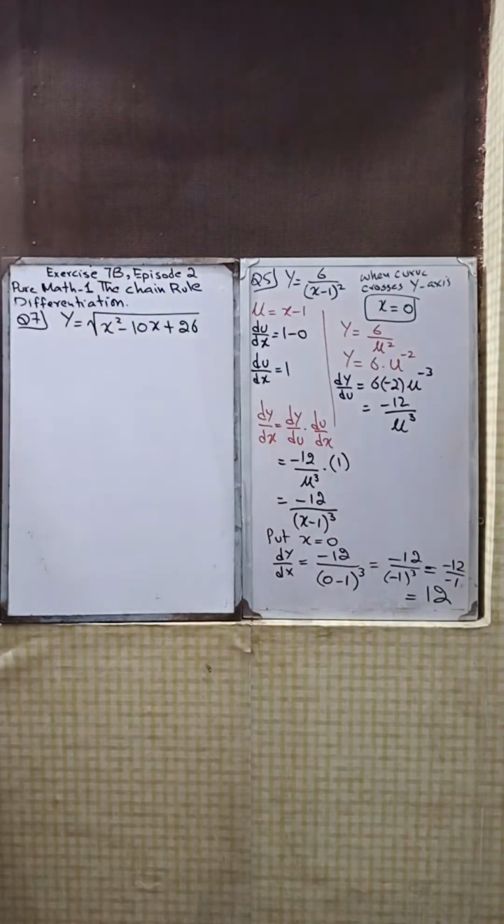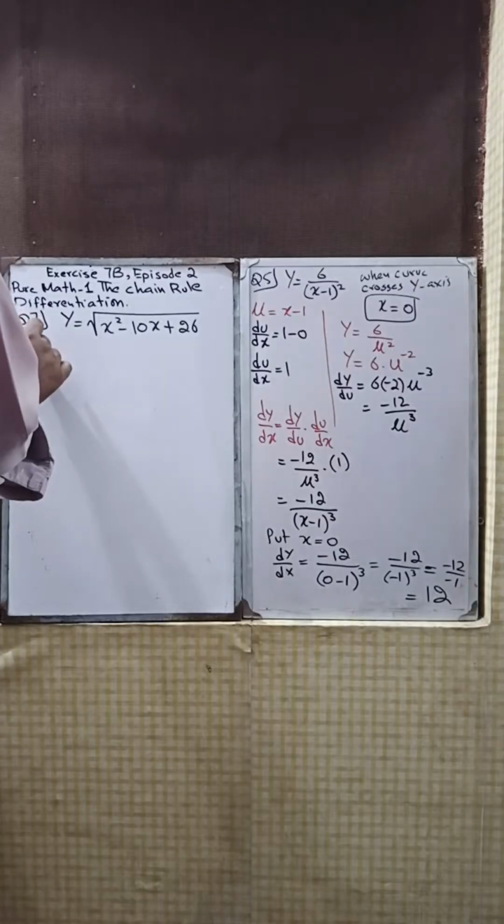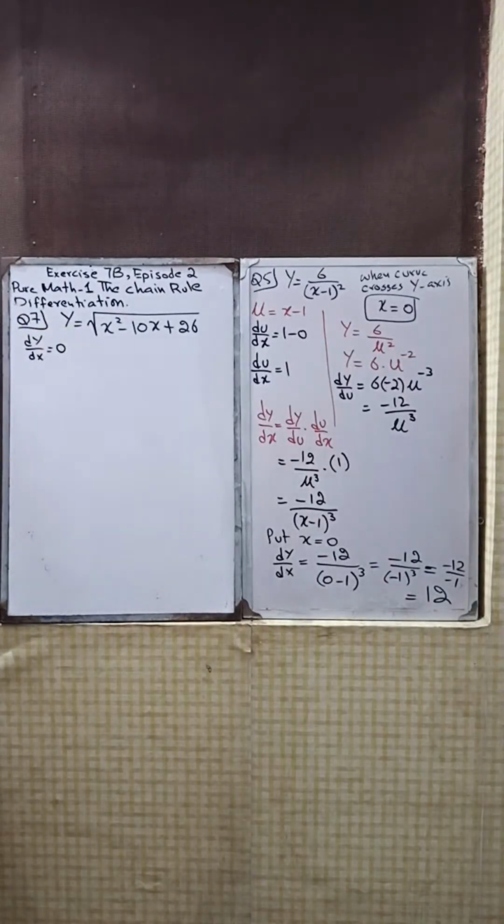So we have to find out the coordinates of the points on the curve y equals to under root x square minus 10x plus 26, where the gradient is 0. So it is given to me that the dy by dx value is 0. This is gradient. So I have to find the coordinates of that point where the gradient is 0. So very simple, I'm going to find the expression for the derivative first of all.